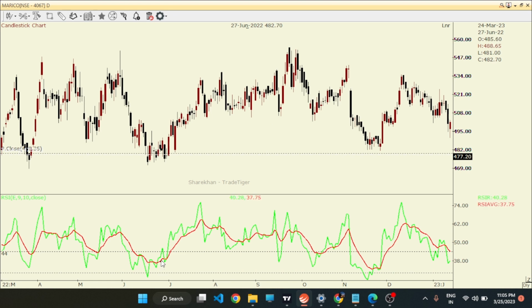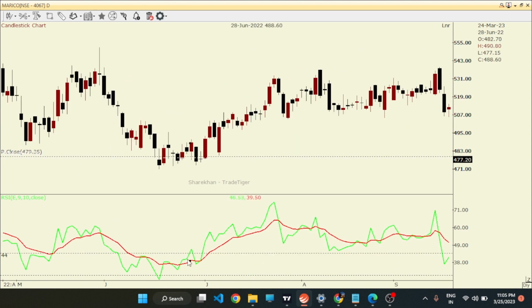So here this entry, let's begin from here. It gave an entry here, it took a SL the next day, clear SL, no issue. Then it gave another entry, candle closing was 482, low was 477, so 4 points SL and 8 points target. 482 plus 8, 490 will be target. It reached 490.8. Target hit. After that, it gave another entry.